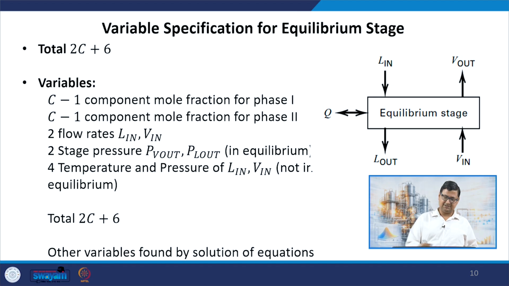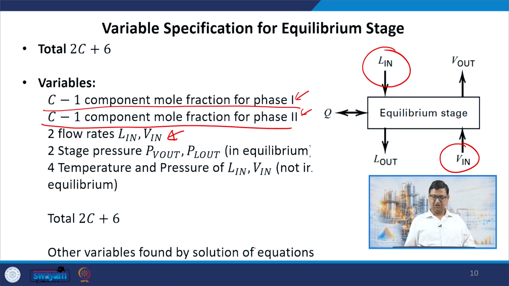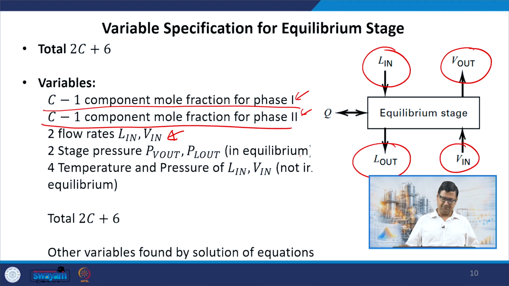So one possibility is that we can specify the component mole fractions, C minus 1 of them, because the last one will come from the summation equation for every phase. So we have 2 phases, and we can specify C minus 1 component mole fractions for both phases. We can specify 2 input flow rates coming in, and we can specify basically 2 stage pressures, right? One for the vapor that is going out, and one for the liquid that is going out. We will see they are in equilibrium, right?